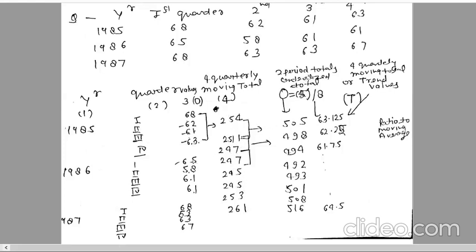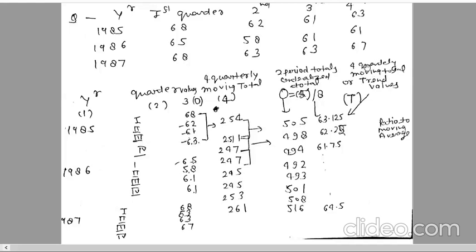Now the two-period total. What will you do? Two periods means you will add 254 plus 251, so you will get 505. Then 251 plus 247, so 498. Then 247 plus 248, so 494. Then 247 plus 245, 492. Now you have to take two values, add them, and write it here. So this is your O.